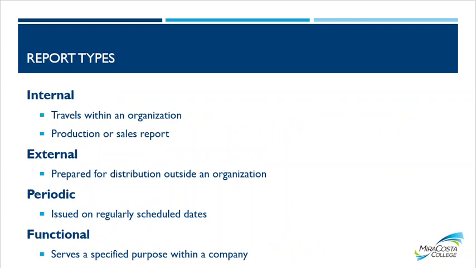Internal, which travels within an organization, such as a production or sales report. External, prepared for distribution outside of an organization. Periodic, which is issued on regularly scheduled dates, so maybe like a newsletter type of report. Functional, serves a specified purpose within a company.